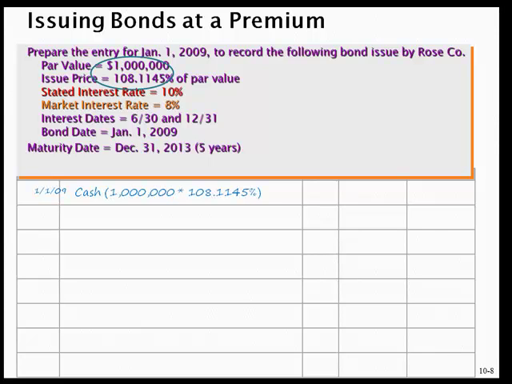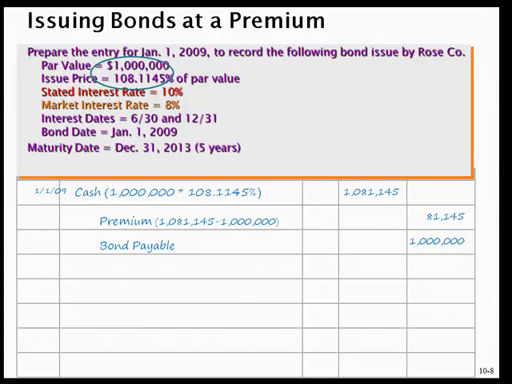So there's our cash, $1 million times 108.1145%. We're going to make $1,081,145 in cash. What do we have to pay back? Par. So record the bond payable at par. What is the difference? The difference goes to a premium on bond payable account. Premiums start out as a credit. They have a normal credit balance.